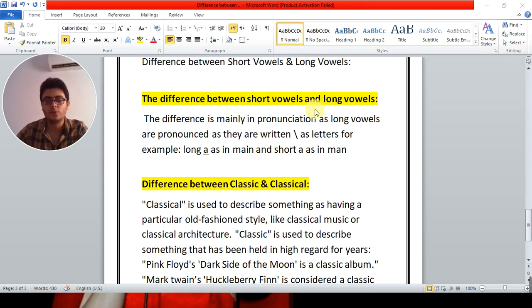The difference between short vowels and long vowels. Actually, there is one simple difference which is mainly in pronunciation, as long vowels are pronounced as they are written, like letters. For example, long A as in main, but short A as in man. So, if you notice the pronunciation, the long vowels are pronounced as they are written. Main, train, pain, and lots of other long vowels. But the short vowel is as in man, cat, so on.